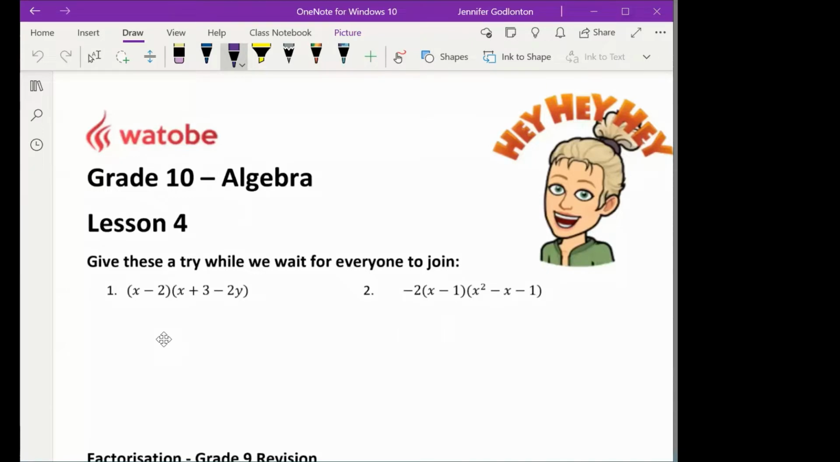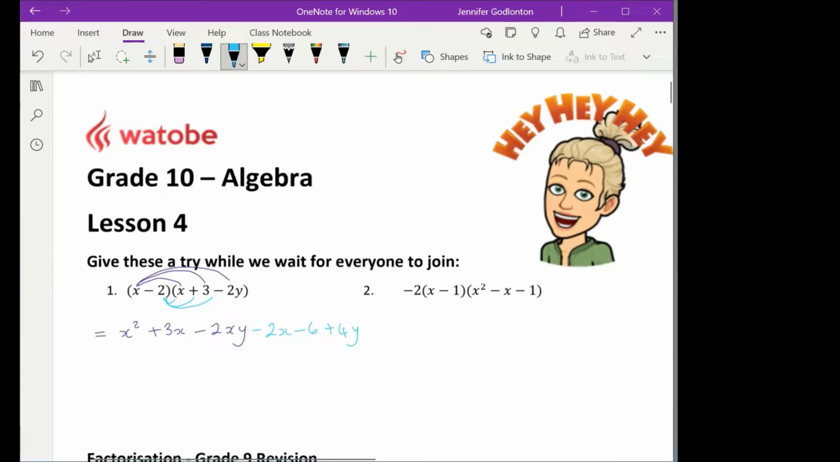And when we have that, we need to multiply everything in our first bracket by everything in our second bracket. So x times x, x times 3, x times negative 2y. That's x squared, 3x, and negative 2xy. That's our first part. Next, we take this negative 2 and multiply it into everything. So negative 2 times x is negative 2x, negative 2 times 3 is negative 6, and negative 2 times negative 2y is positive 4y.